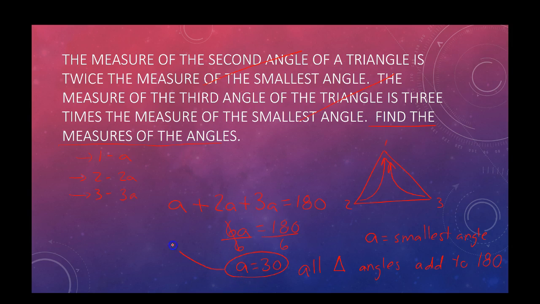So if I take that, plug it back up here, that means angle 1 is 30. Angle 2 would then be what? 2 times that 30, which is 60. Angle 3 would be 3 times that 30, which is 90. So the measure of all the angles are 30, 60, 90. And again, if you added these up, you would get 180. Not real difficult, but this problem was assuming that you remembered that.